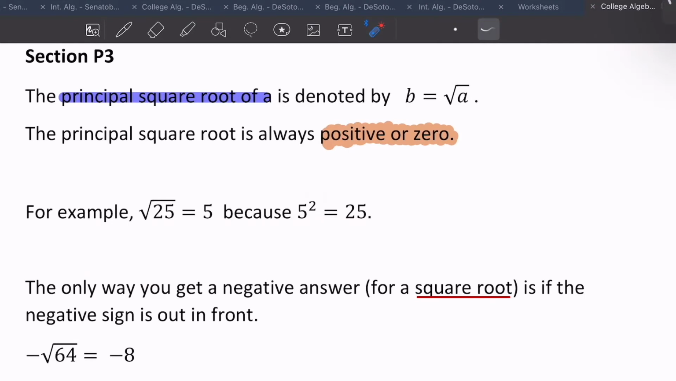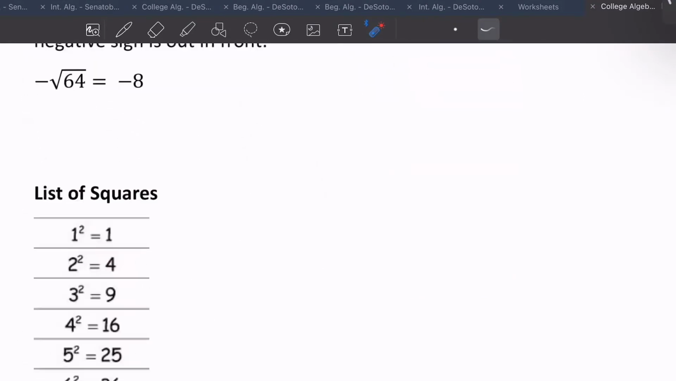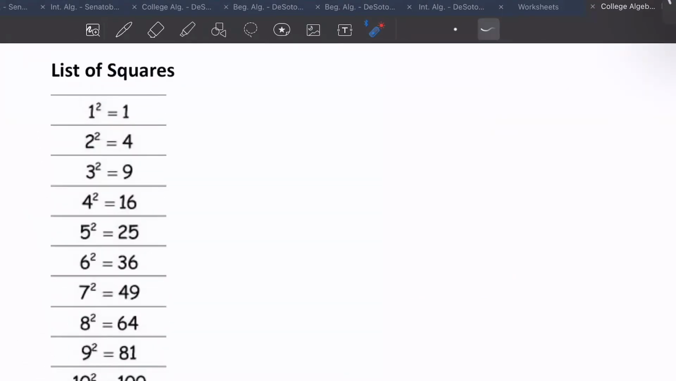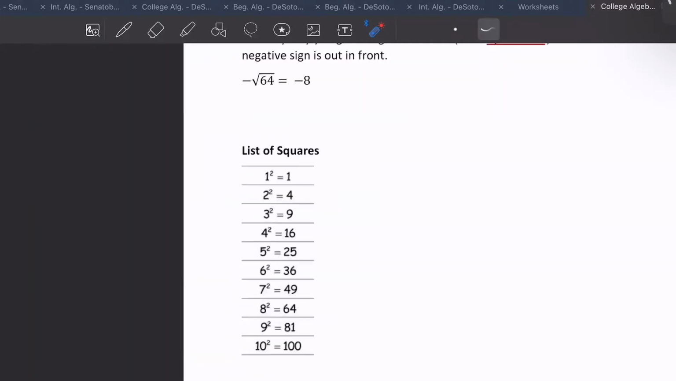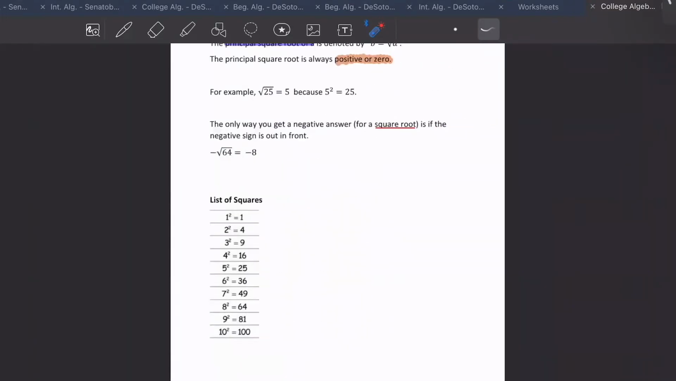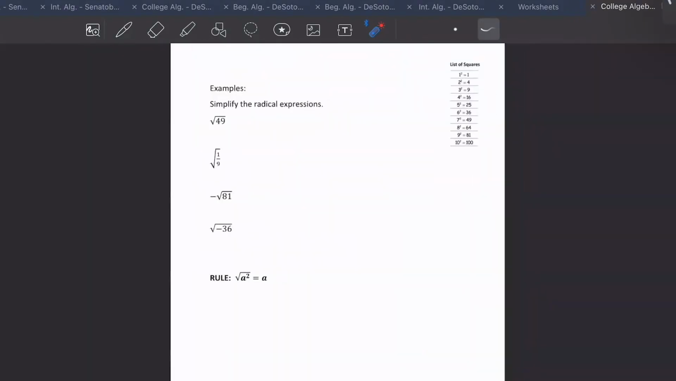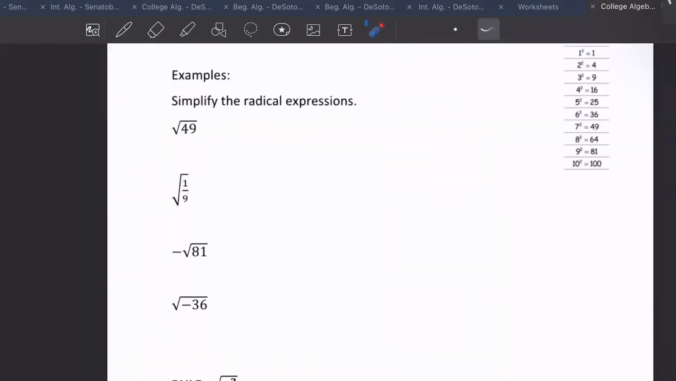All right, here's a list of squares, just from 1 to 10. I squared each value. We're going to use this list. It's going to be on the next page as well for you to look at. This is just a list of squares that we're going to use a lot, and you're probably familiar with at least some of them. So there it is at the top right.